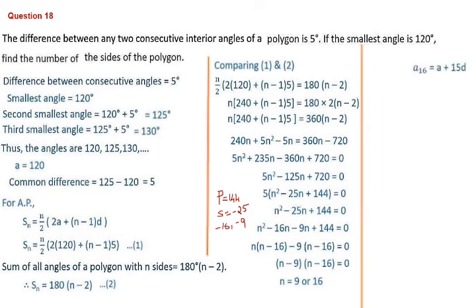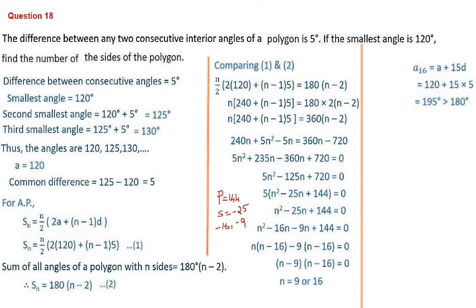So here A16 is equal to A plus 15D. That is 120 plus 15 into 5, that is equal to 195, greater than 180. Now you see A16, here I put n equal to 16, meaning the 16th number in the AP. These numbers represent the interior angles of a polygon. The starting number is 120, 125, 130 and so on. When I put 16, that means the 16th number in the AP, A plus 15D, I am getting 195.